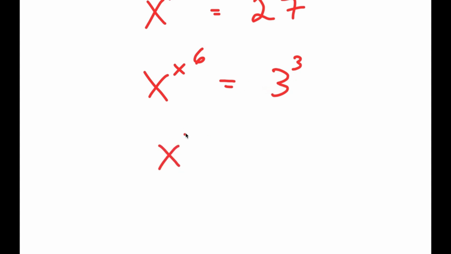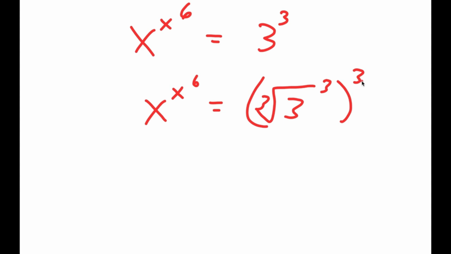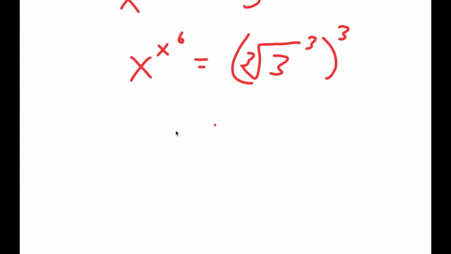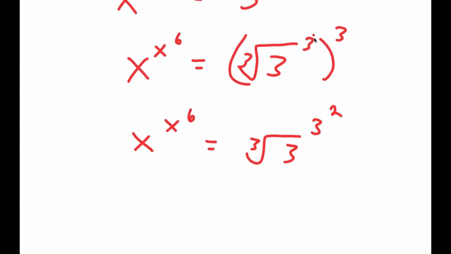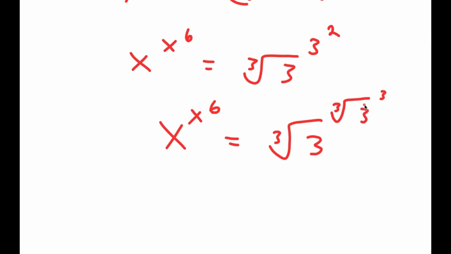And now from here, this is the same thing as x to the power of x to the power of 6 is equal to the cube root of 3 to the power of 3 to the power of 3, which is equal to the cube root of 3 to the power of 3 squared, because 3 times 3 is 9, and 9 is the same thing as 3 squared. Now from here, I get x to the power of x to the power of 6 is equal to the cube root of 3 to the power of the cube root of 3 to the power of 3 to the power of 2.